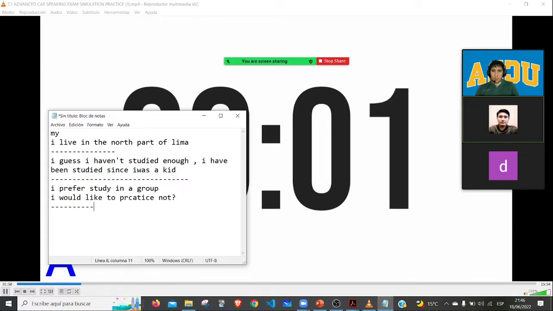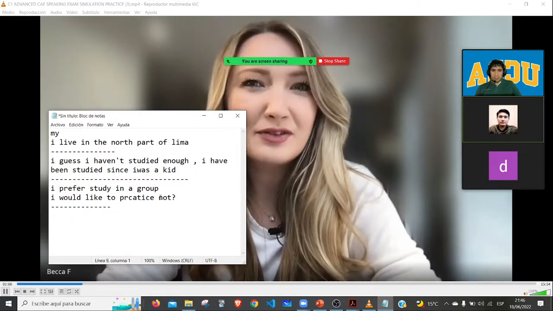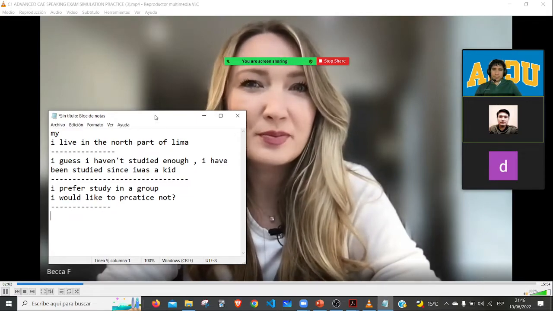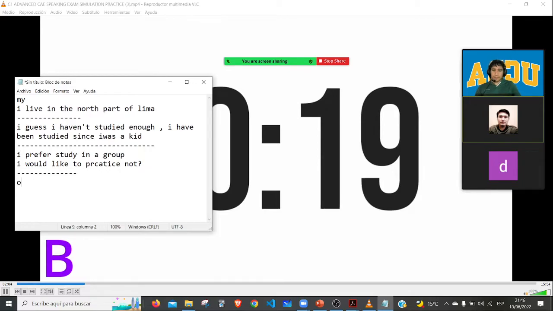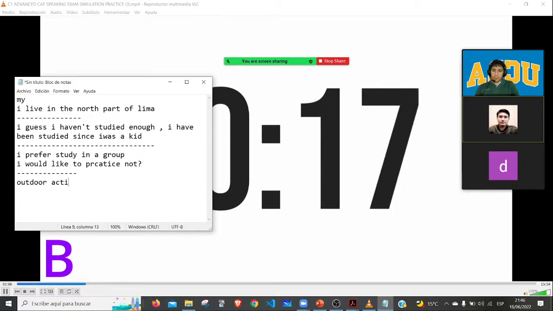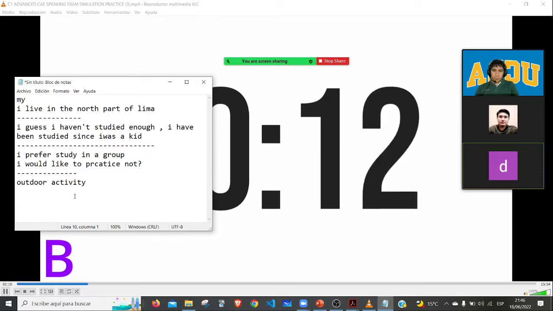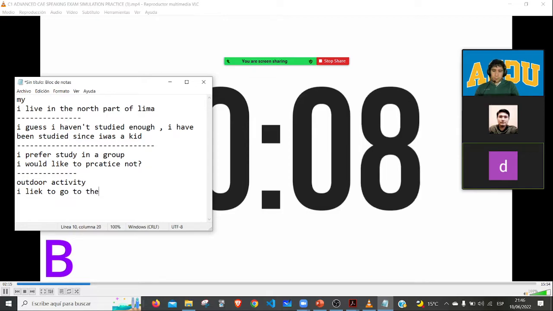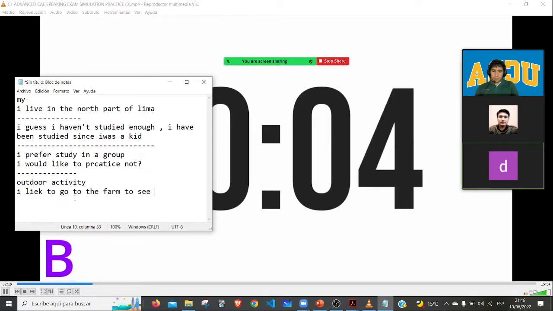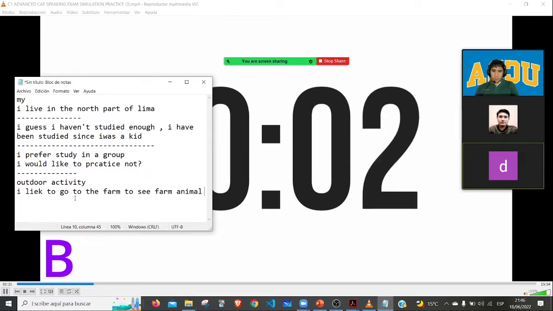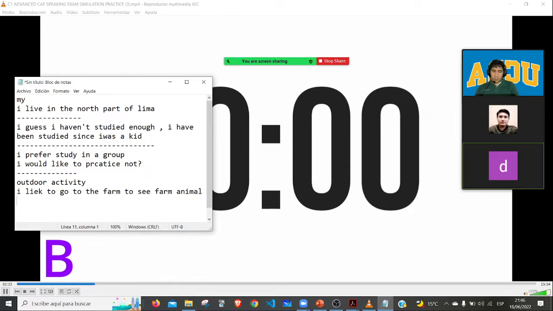Candidate B, what kind of outdoor activities do you enjoy most? Outdoor. I like to go to the farm with my child and see farm animals. And I suppose it's good for him because they learn about animals.